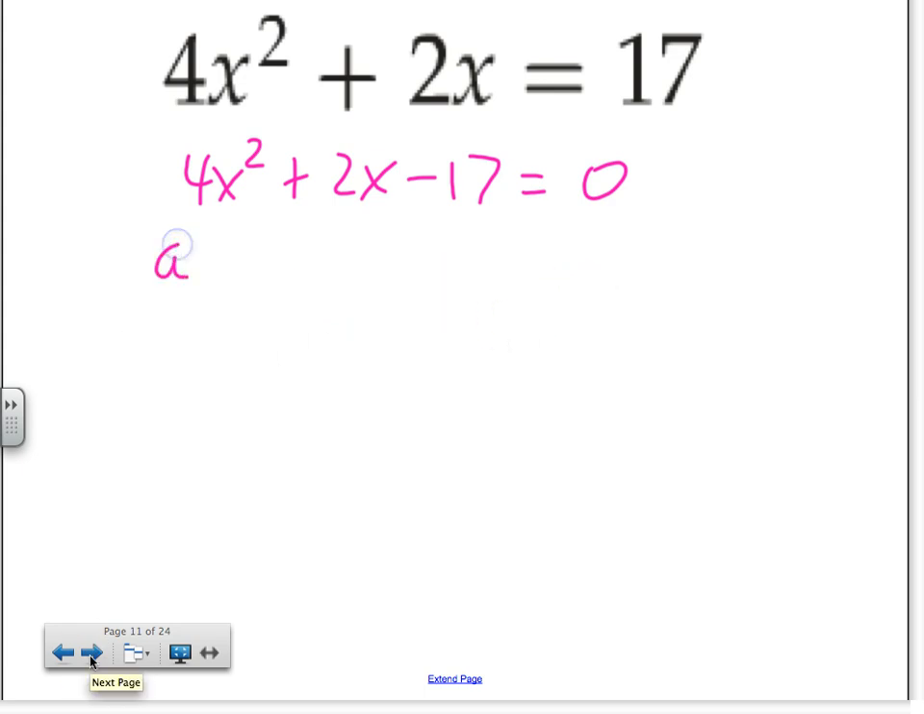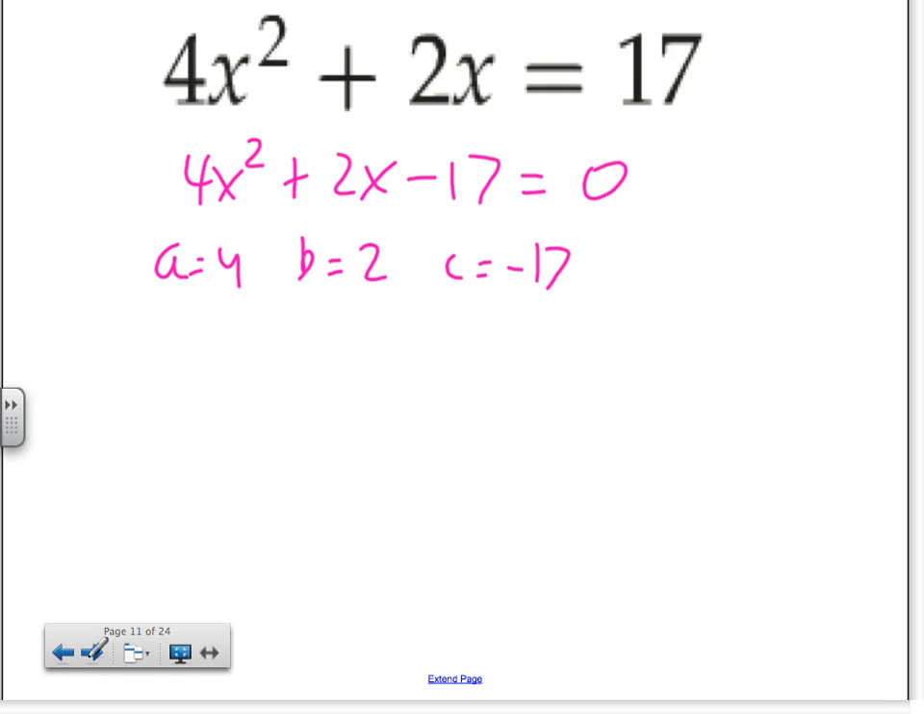What's my A? 4. What's my B? 2. What's my C? Negative 17. And you see why I asked you to write in order? Trent? You see why I asked you to write in order now? Look, because if it's in order, A, B, C, right there. All the coefficients there. And notice, if you were to use X box on this, you would put 4 times negative 17 and do an X box, right?